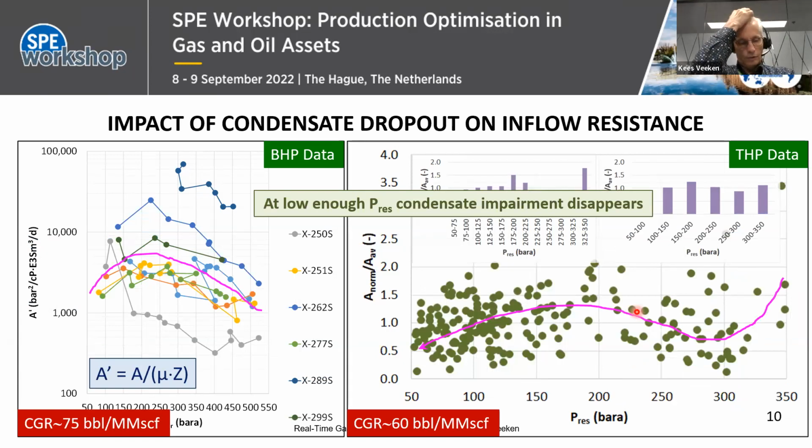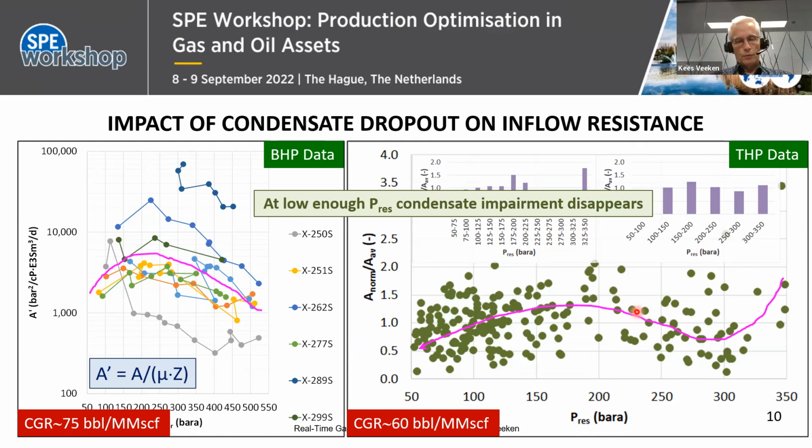Now, one of the well-known phenomena in gas condensate reservoirs is condensate dropout, which happens because you go below dew point, and a lot of the condensate will drop out, and then the impact is that the condensate saturation in the reservoir increases. Still, condensate saturation is not high enough to allow condensate to flow to the wellbore, but it does diminish the gas relative permeability. So conventionally, people say, as soon as you pass dew point, your inflow performance will go down, your inflow resistance will go up, and that can be significant.